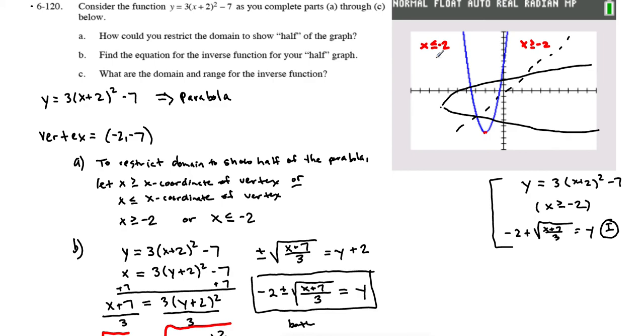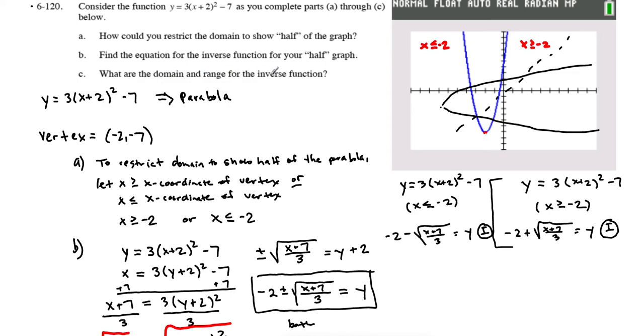If you do the other one here with x is less than or equal to negative 2, it still has the same equation there. And we're going to have the domain x is less than or equal to negative 2, which means that the equation for this one would be negative 2 minus the square root of (x plus 7) all over 3 equals y. This is the inverse for this one. Remember, because this is not a function, it needs to be written as two functions. For every input, there is more than one output.